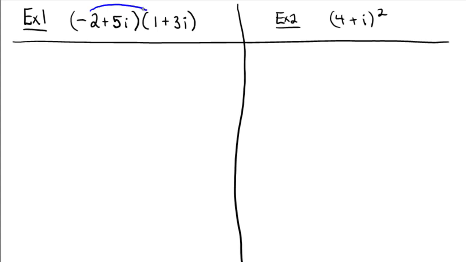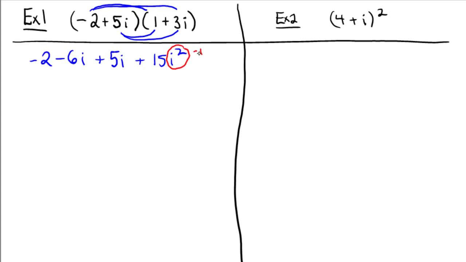multiply -2 times 1, which is -2, and then we're going to do -2 times 3i, which is minus 6i. Then we'll do 5i times 1, which is a plus 5i. And then we'll do 5i times 3i, which is 15i squared. Okay, i squared, remember, is the imaginary unit squared, so that is the number -1.